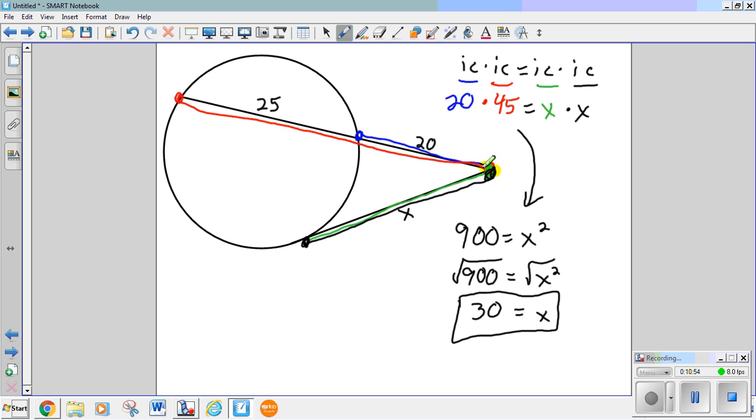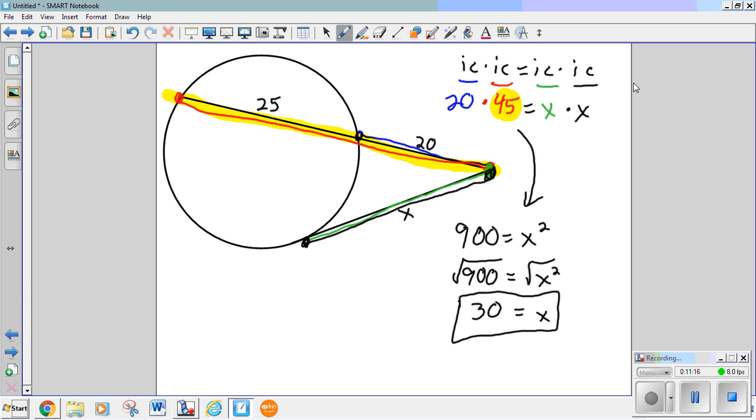Remember, from the intersection to the circle, when you do segment addition, add the parts up. 20 plus 25 is 45. And on the second intersection to the circle here, the only choice was to be another x.